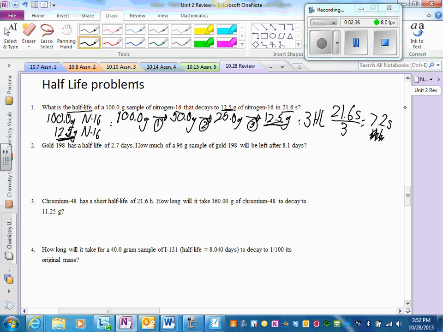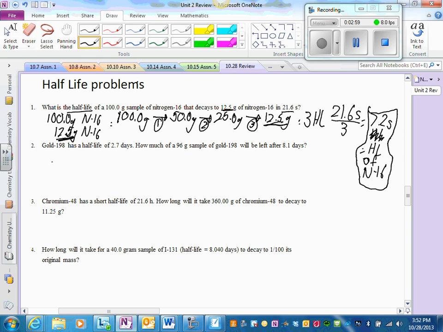Let me rewrite this. 7.2 equals the half-life of nitrogen-16. Sorry, this is a little bit sloppy, but I'll just box this in so it's a little better. There we go. So 7.2 seconds equals the half-life of nitrogen-16. Okay, good. That was what was asked for.